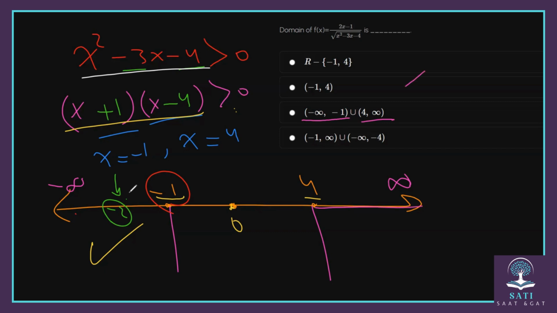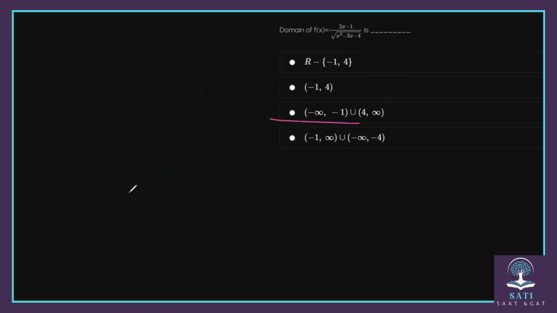That means if I take any number for x from these two intervals and plug it in instead of x, it will work. It will give me a value for y. But if I take a number in the interval from negative 1 to 4, it will give me an expression less than or equal to 0 inside the square root, and that cannot be. So I choose this one as the answer.